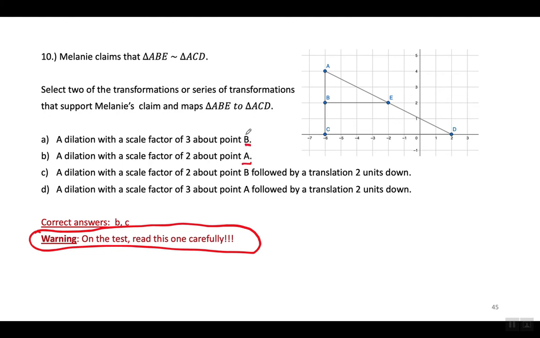Like the A's and the B's are mixed up, the 3's and the 2's are mixed up, these letters are mixed up. So if you don't understand it, you're totally going to mess up on the test. Look at this one, make sure you understand it. If you understand it, it's easy. I'm basically kind of giving you the answer. But on the test, make sure you read this question, all the details, very carefully, because it's very easy to mess up. I'm telling you right now. That's why I put that warning, okay?